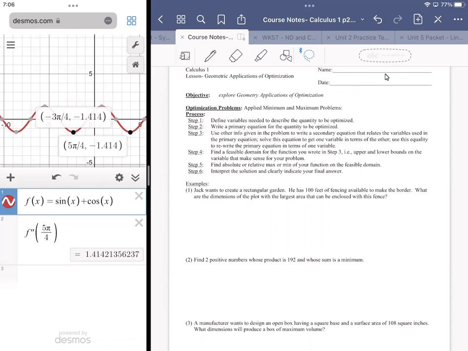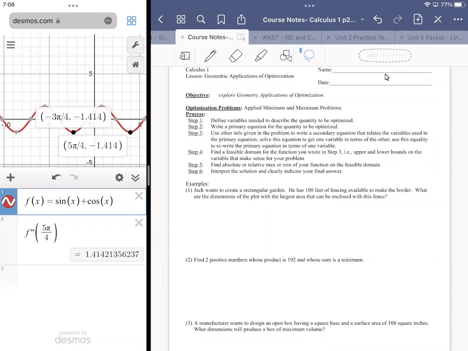The process. Define the variables, write a primary equation, use the other information to write a secondary equation that relates to variables used in the primary equation. Okay. The step 3 varies from problem to problem to the point where that step is almost like unnecessarily complicated. And you'll kind of see as you get into some of the examples under what circumstances you need a secondary equation and what circumstances you don't.